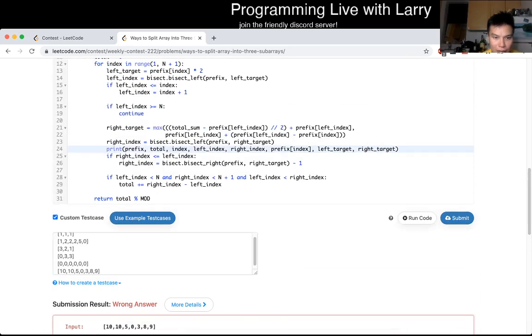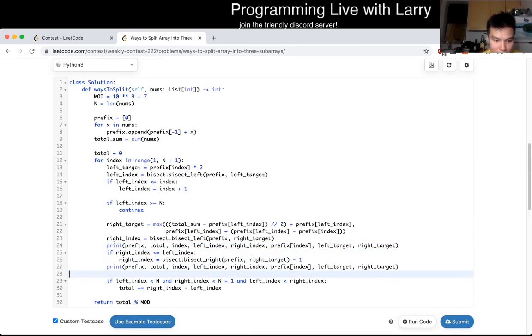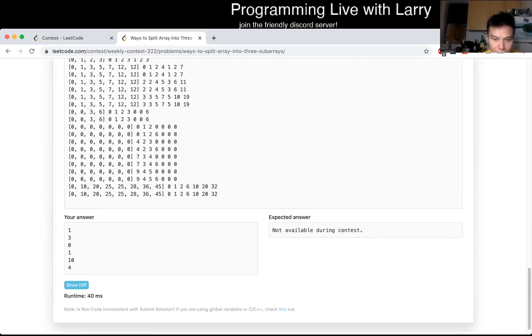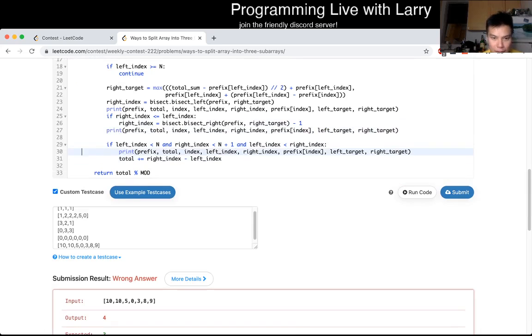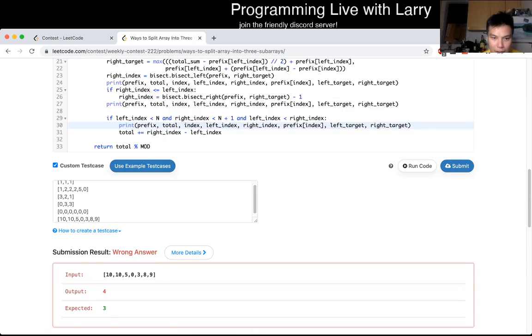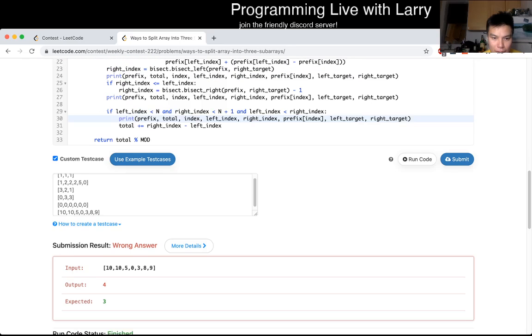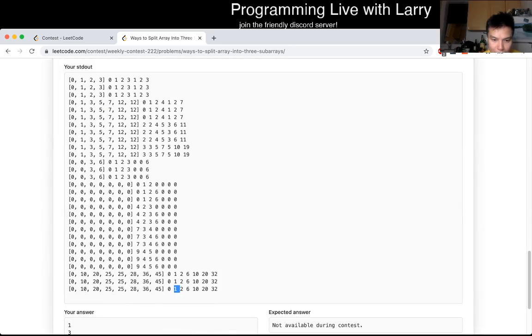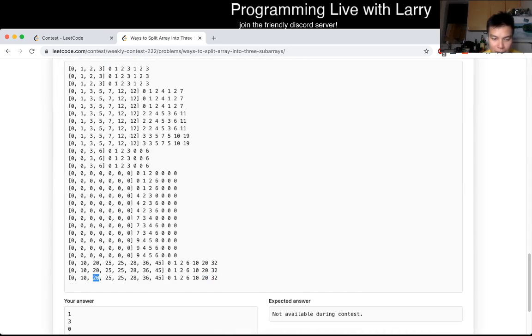How does this get 4? Did I not print somewhere? I am just very confused. Index. Left, right is. Oh, because it's searching for 32 again. Okay. Prefix is 10. Search for 20. Okay. And then that means that the third one should be.